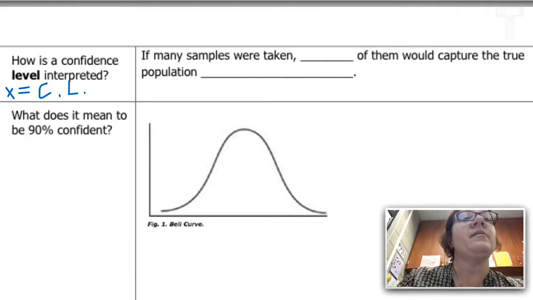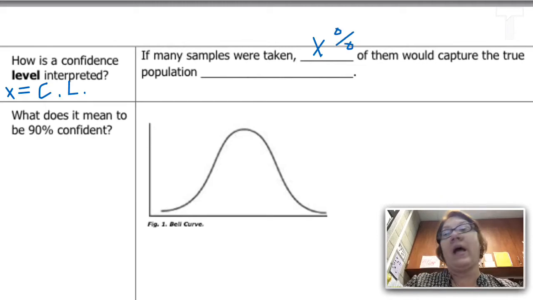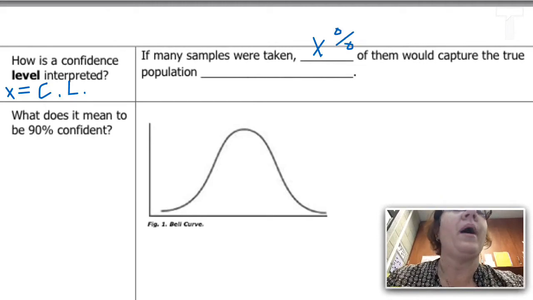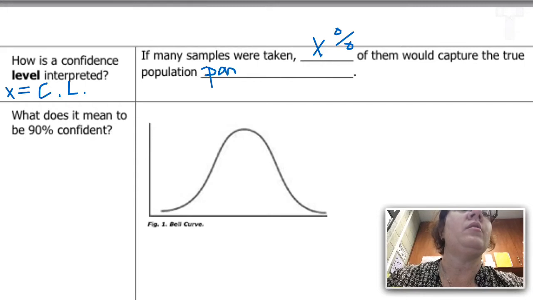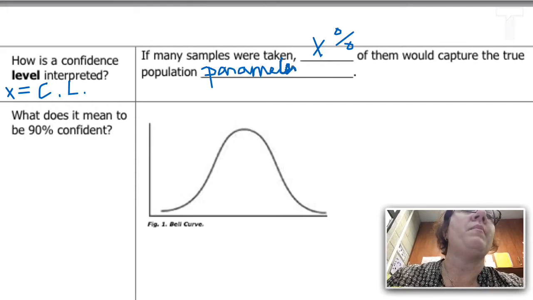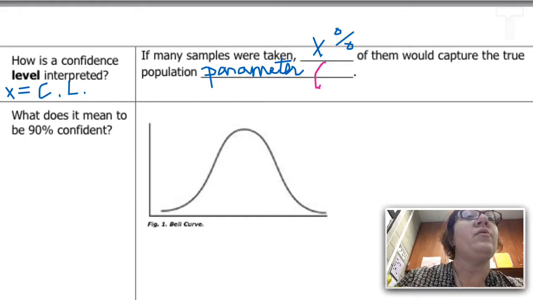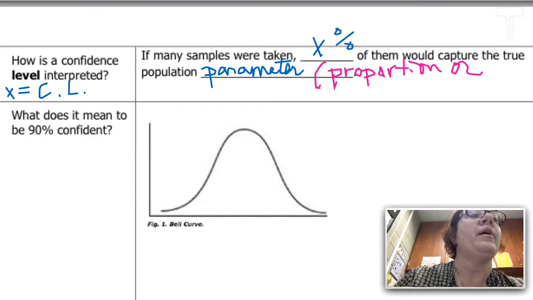And what that says is if many samples were taken, then that amount, X percent of them, would actually capture the true population parameter. And keep in mind, I'm going to make you put these in context every time. So that would either be a proportion, if we're doing a p-hat problem, or a mean, if we're doing x bars.